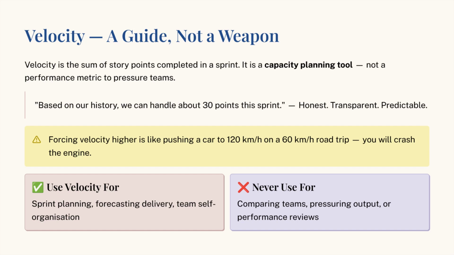If you know you usually drive 60 km per hour, you can predict when you will arrive in the next city. But if you try to force the car to go 120 km per hour because a manager thinks it looks better or is more productive, you will eventually crash the engine. Velocity is for the team to use for planning their own work, not for the boss to use for pressure. It tells you, based on our history, we can handle about 30 points of work this sprint. It is a tool for honesty, transparency, and predictability.